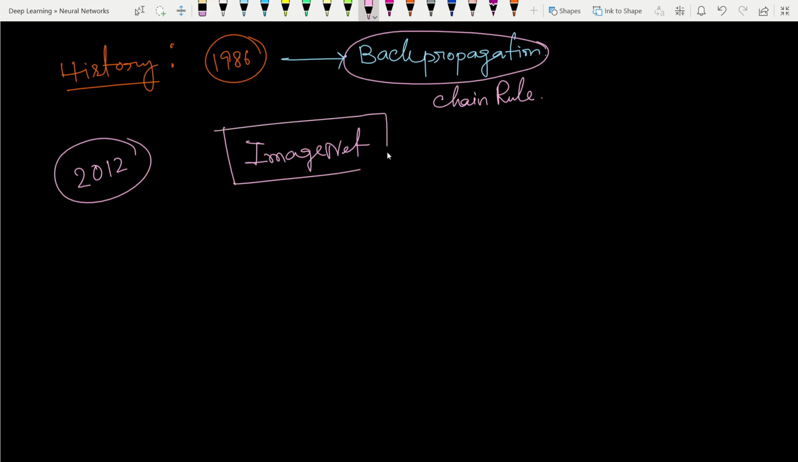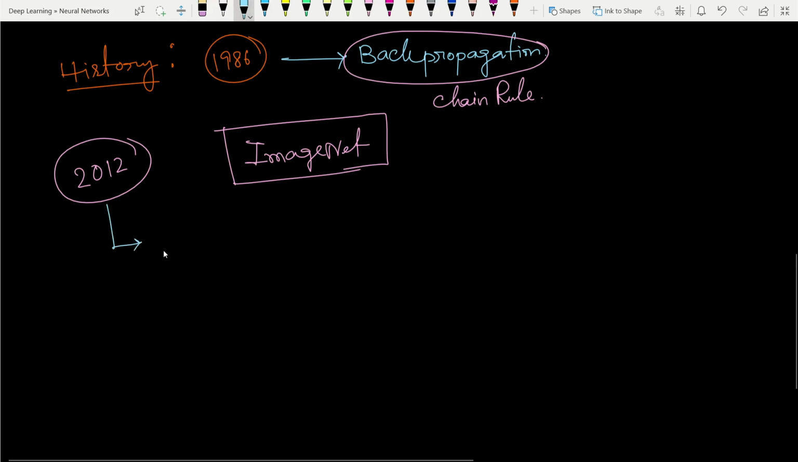So I think you all know about ImageNet. ImageNet means there are millions of images, and we have to identify them. You have to make some algorithm, some model, that identifies what the image is.